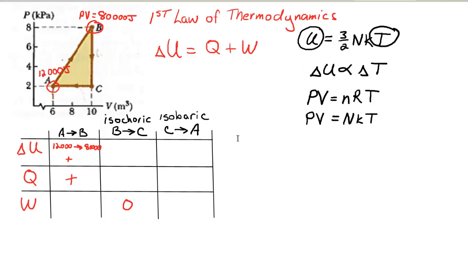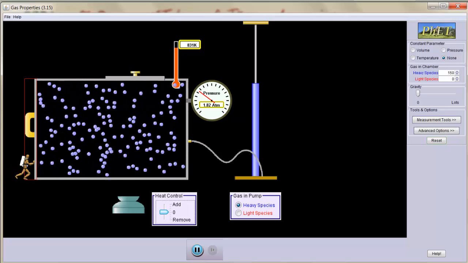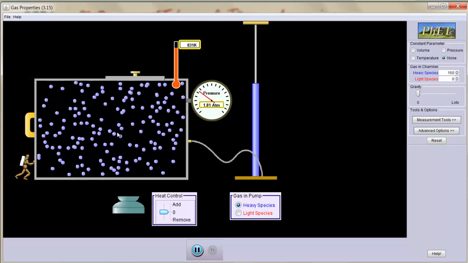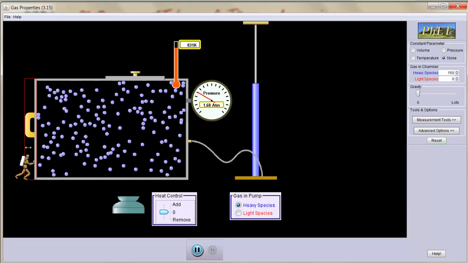Now what about the work done from A to B? We haven't filled that out yet. Well, we saw that the man in our sim had to pull on the gas out to the left, but in reality the gas is under pressure, so all the guy would have to do is just let up a little bit and the gas would push on him.